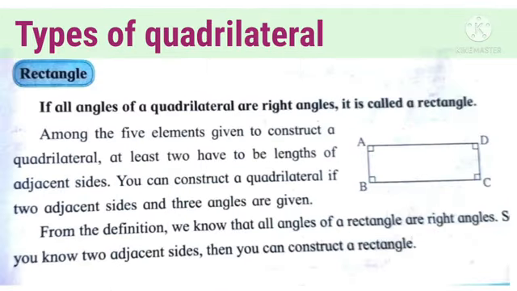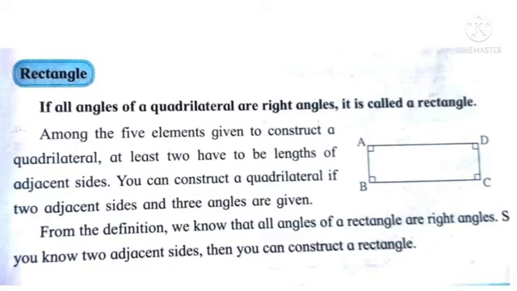See first type. First type is rectangle. When we say that it is rectangle, you know. See here, if all angles of a quadrilateral are right angle, then we call it as rectangle. Here you observe angle A, angle B, angle C and angle D. All these angles are right angles. So we call it as rectangle.